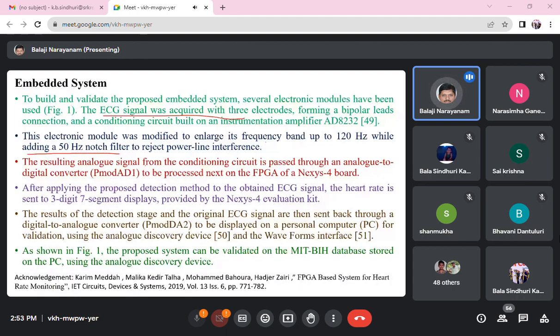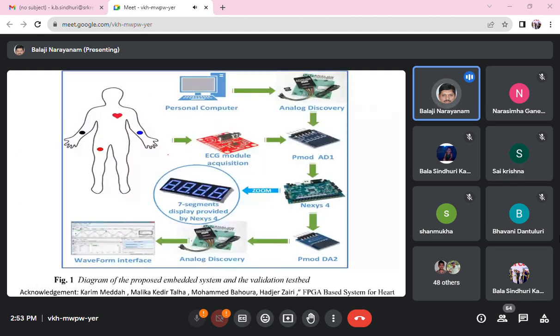The resulting analog signal from the conditioning circuit is passed through an analog to digital converter, the same thing which we discussed earlier in the implementation on an ultra low power microcontroller like the ARM Cortex M processor. Here we are implementing the same thing on an FPGA. And this is the diagram of the embedded system that was proposed by the authors.